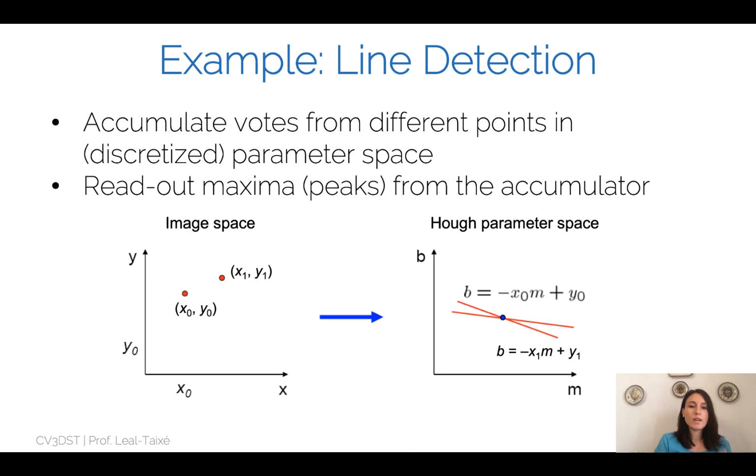Now if we take another point, x1, y1, we're going to cast another vote. We're going to cast another line in the Hough parameter space. And so for all the points of this line that we're trying to find out, we're going to cast votes in the parameter space. We're going to cast all of these lines in this parameter space. And then what we're going to do is we're going to go to the Hough parameter space, and we're going to read out the maxima from this parameter space. And in this case, the maxima is going to be this point here where all the lines are going to cross. And this point here where all the lines cross is a point represented by a value of M and a value of B that represent the line that actually best fits all of these points that have cast votes.